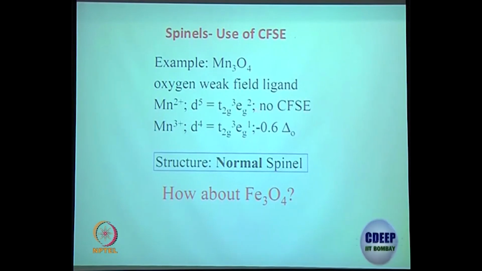Now, high spin is 0 CFSE. Manganese 3+, d4, is t2g3 eg1. So you are going to get a net of minus 0.6 delta O. That is what you have calculated, right? Minus 12 plus 6 is minus 6 Dq. Okay, now this is the normal spinel.